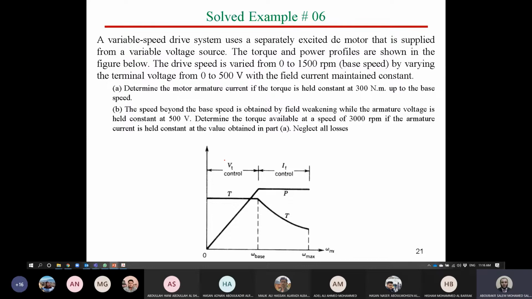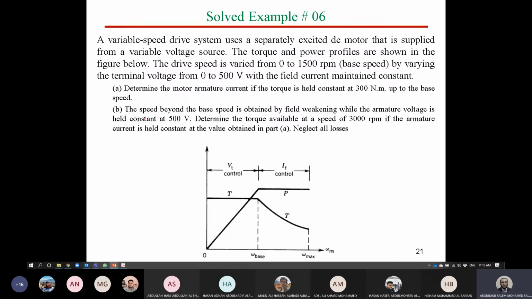In all of the control techniques, Shabab, we do not control both values together. If you are going to make voltage control, the field current has to be constant, and vice versa. For the field current control, the voltage has to be constant. So in the first part here, the field current is constant.